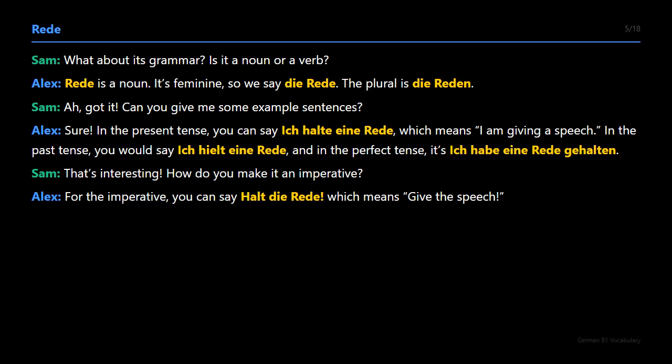How do you make it an imperative? For the imperative, you can say, Halt die Rede, which means give the speech.